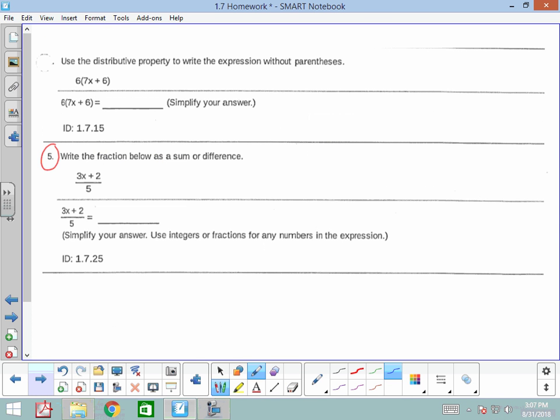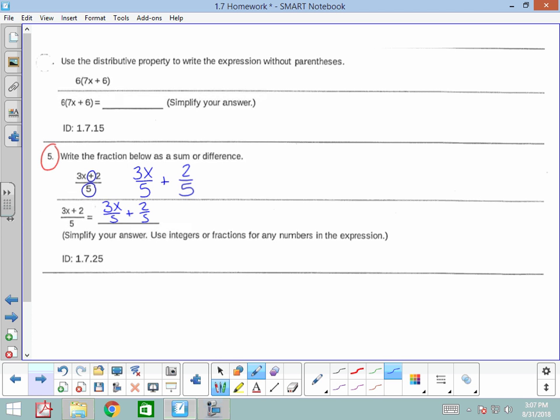Okay, number 5 says write the fraction below as a sum or a difference. So what we're going to do is take this denominator 5 and write it underneath the 3x. Then write the plus sign, making it one fraction. And then write the 2, the next number, under the numerator and put it over 5. So this answer is 3x over 5 plus 2 over 5.